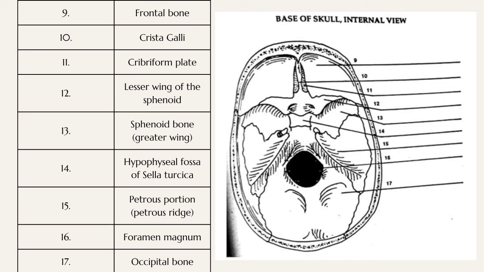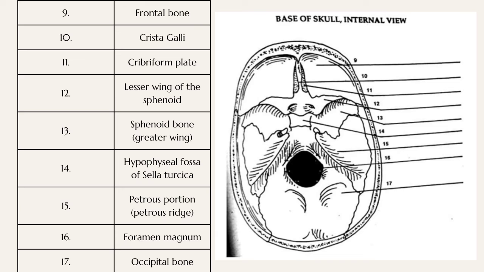Number 12 is the lesser wing of the sphenoid. Their lower borders help make up part of the orbits, which house the eyes, while the upper surface makes up a portion of the cranial cavity, which houses part of the brain.